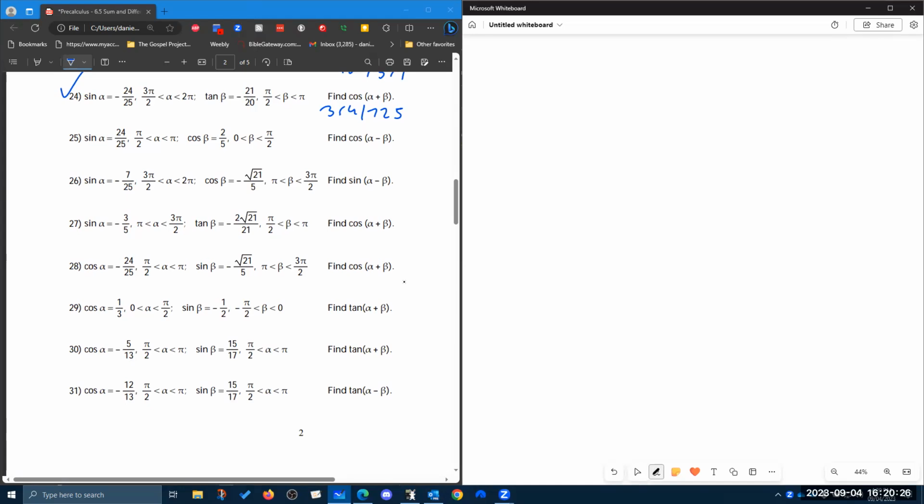Alpha is going to be in quadrant 1, and we have 24 over 25, so that's a 7. Oh, nope, alpha was in quadrant 2, excuse me. 24, 25, negative 7. So there's alpha. And then beta is in quadrant 1 and has a cosine value of 2/5. So 25 minus 4 is 21. So this is root 21.